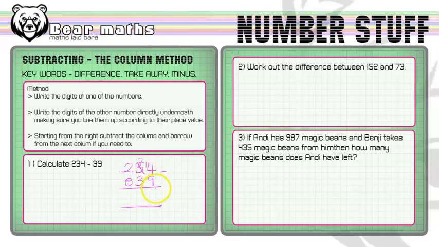Now I can do 14 take away 9. Otherwise, we would have had a negative number here, and we don't want negative numbers here. So 14 take away 9 is, well, what's the difference between 14 and 9? Well, you've got 5.